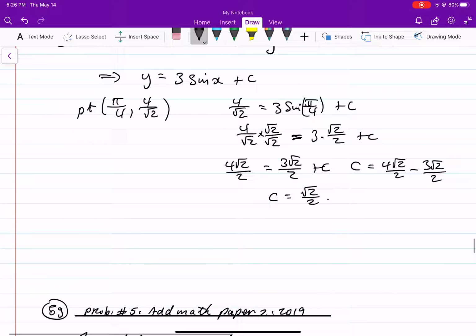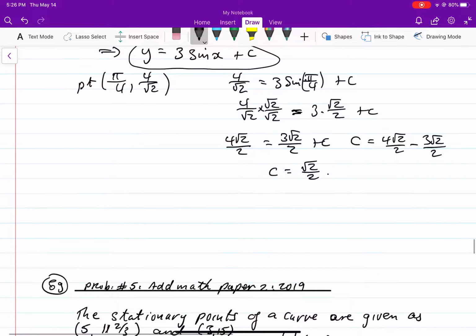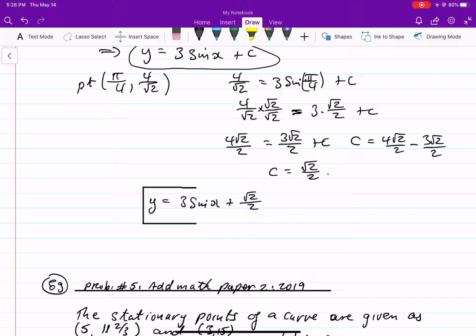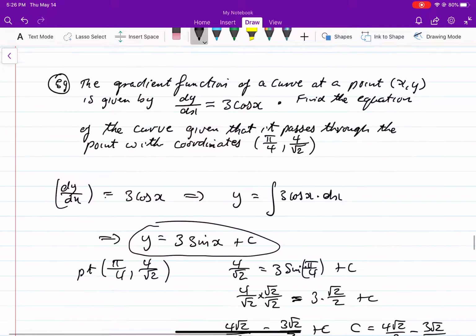And if I take the value of c and plug it back in here, I have this specific curve. So I end up with y is equal to 3 sine x plus root 2 upon 2. That is the equation of the curve that they were asking me to find, whose gradient function was 3 cos x.